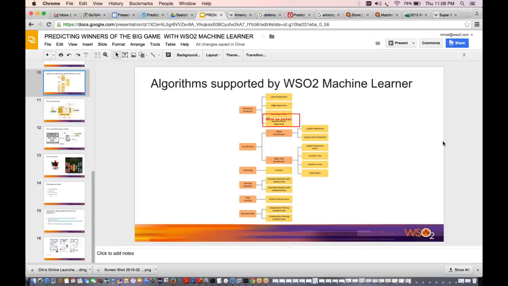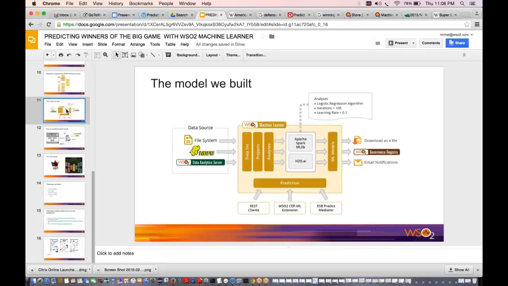Also, WSO2 machine learning is not tightly coupled to Spark ML or H2O AI. We have a pluggable runtime, so you could plug in any other runtime as well and leverage those algorithms within WSO2 machine learning. We have taken a lot of algorithms from Apache Spark ML, but for the deep learning support we have used H2O AI. I think I answered that question too.